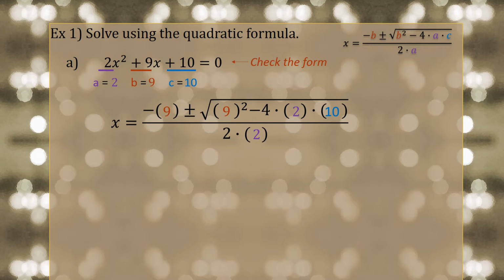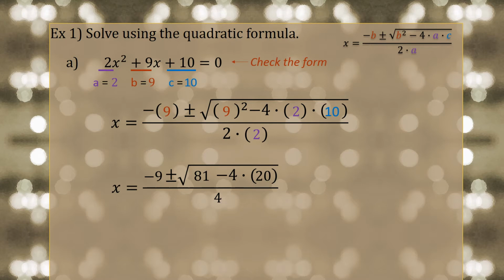Now it's time to carefully simplify this bit by bit. The first thing is the negative b, the out front part. Notice we can read that as the opposite of 9. What is the opposite of 9? Well, it's negative 9. Now we start to simplify under the radical. The first part you see is the b squared, or in this case 9 squared. And we know 9 squared is 9 times 9, or 81. Still under the radical, we have the 2 times the 10. We know 2 times 10 is 20. And in the denominator, 2 times 2, well, that's 4.